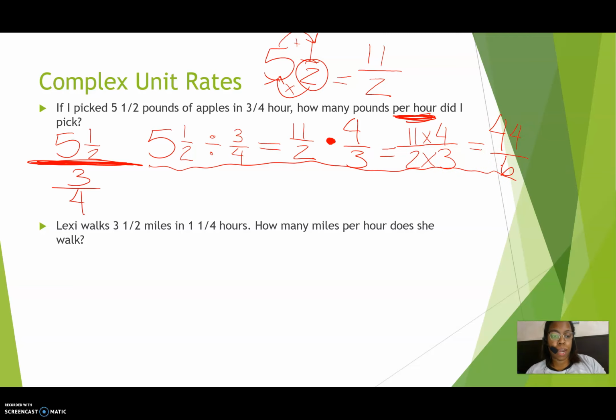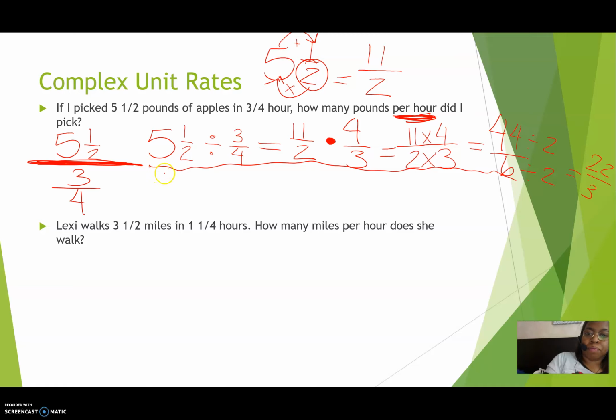We need to simplify fractions. There is no way around it. If you are struggling, we need to practice. Okay, so in order to simplify fractions, you're usually doing some division. So what number can you divide into both 6 and 44? 2, because they are both even numbers. So 44 divided by 2 will give me 22, and 6 divided by 2 will give me 3. This number means I can pick 22/3 of a pound of apples in 1 hour. Now you can convert that back to a mixed fraction if you want, or you can leave it improper. Either is good for me.